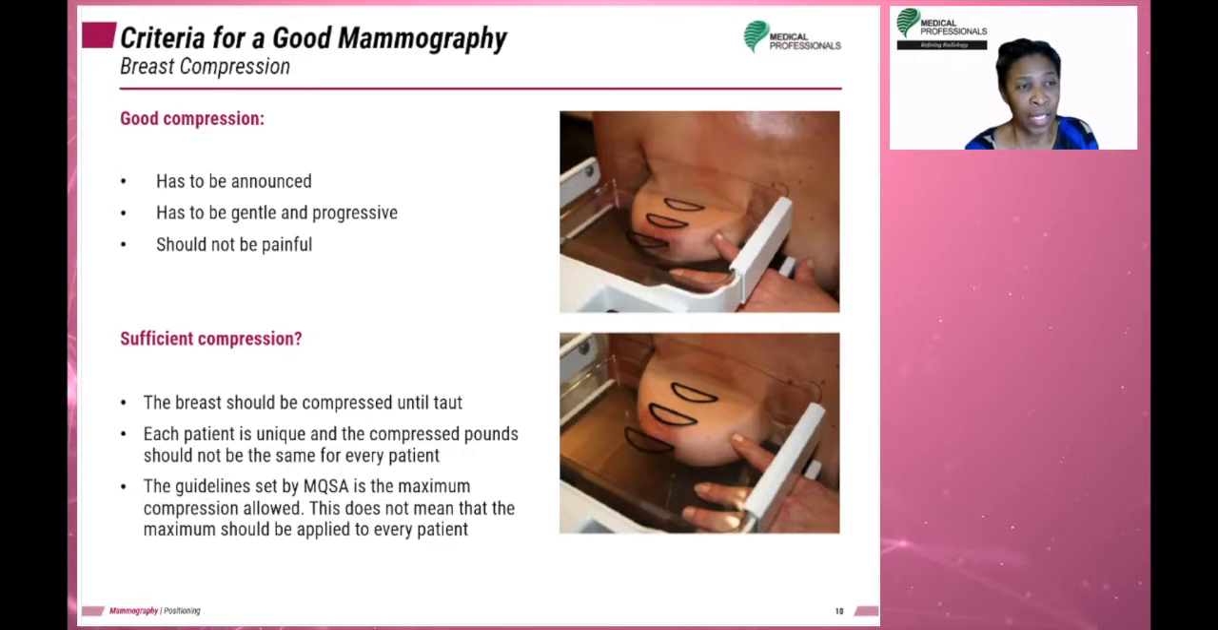The guidelines for breast compression stated by the MQSA, it's not the maximum that you should apply to every single patient. So you should assess your patient and judge that compression. Again, it should be until it's taut, but you're not going to go to the max just because that's the standard set by the MQSA. That is the equipment check, not to be applied to each patient every time.